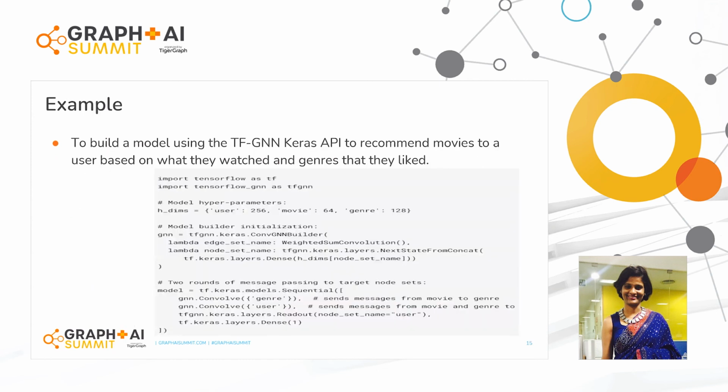Now, let's quickly look at a code snippet to understand how the API is designed. So we have a GNN builder class, and this particular method contains the edge and node configurations, and we have assigned a weighted sum convolution for the edges, and each of the nodes passes through a set of densely interconnected layers after each update.